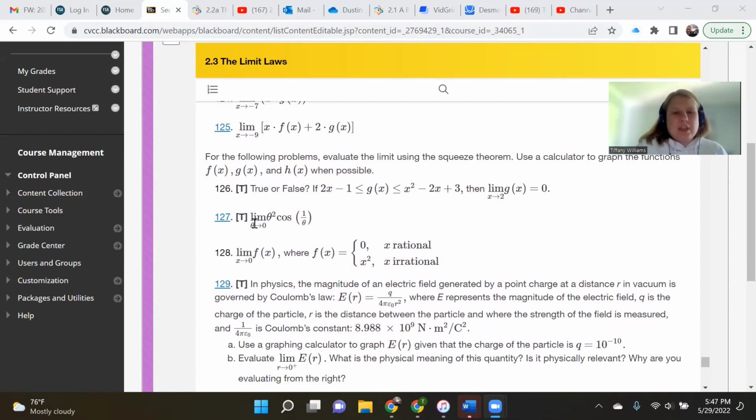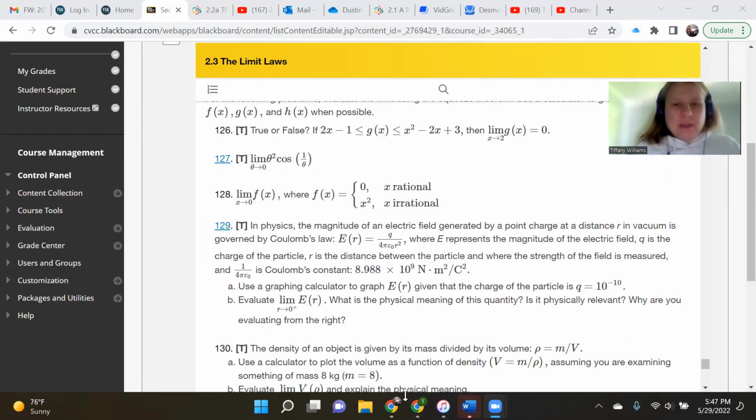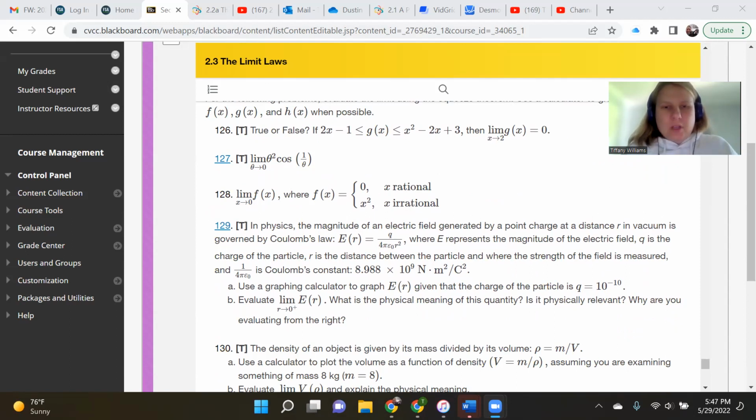And so 127, they give us the limit as theta approaches 0, just another way of saying x, of theta squared cosine of 1 over theta. So here's how I'm going to do this. G of theta, not g of x in this case, g of theta is going to be that function that is originally given to us. And then I'm going to kind of use this thing here. So this thing that's out front, that's how I'm going to find my other two functions. So if I go through and work this, let me pull up a whiteboard so we've got it to look at.